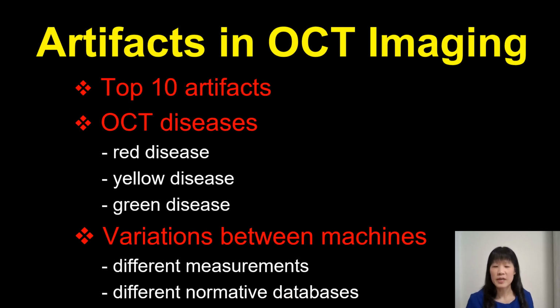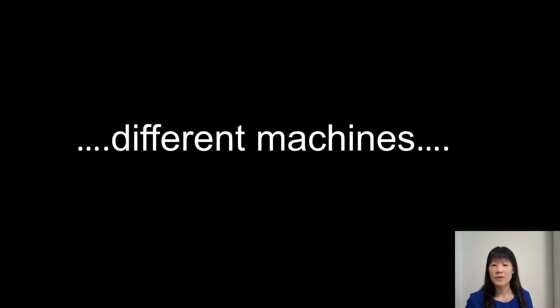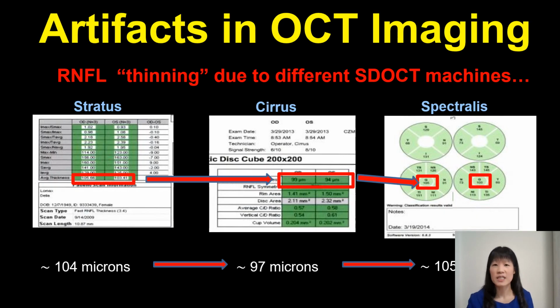So, variations between machines. This is interesting because different measurements on different machines can happen in the same patient. So, for example, same patient, different machines. Here is an actual example of a patient in the glaucoma service who initially had a Stratus OCT about 10 years ago. The global RNFL thickness value was 104 microns. We decided to do the right thing and upgrade to spectral domain OCT technology. So Stratus is a time domain OCT machine with 2-dimensional images. Cirrus is a spectral domain OCT machine, and the patient's RNFL thinned.